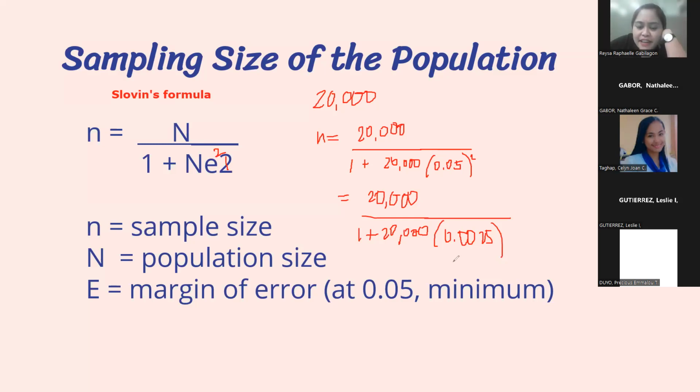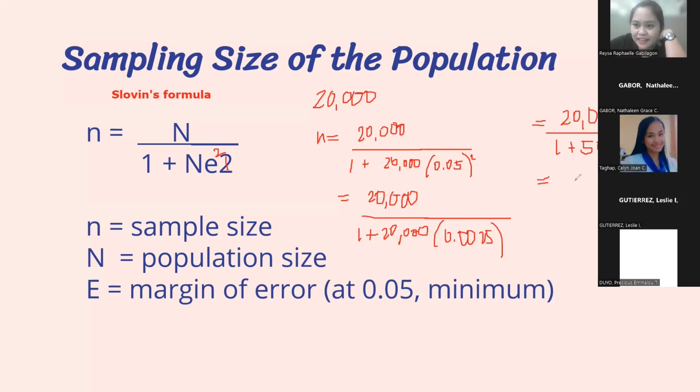And then, may I continue here on this side? I don't have enough space. So this will be 20,000 divided by 1 plus 20,000 times 0.0025, that is 50, right? Kindly check on the calculator. 20,000 times 0.0025. Yeah, that's 50.